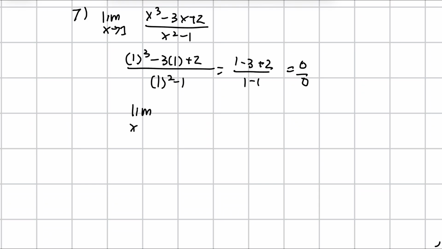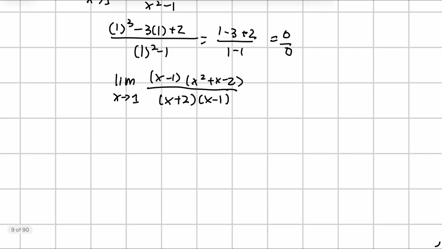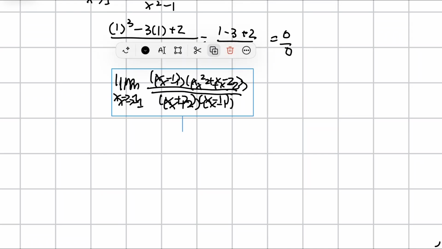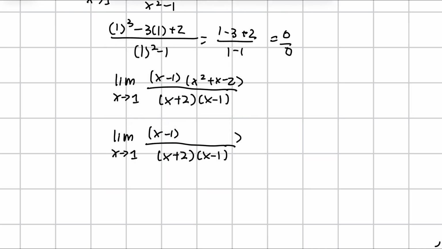We have the limit as x approaches 1. The numerator can be factored as x minus 1 and x squared plus x minus 2. In the denominator, we can factor this. This will be x plus 2 times x minus 1. Now, we can factor this again. Our numerator is not fully factored yet. So x squared plus x minus 2 can be rewritten as x plus 2 times x minus 1. And our denominator is x minus 1, x plus 1, actually. So this is plus 1.